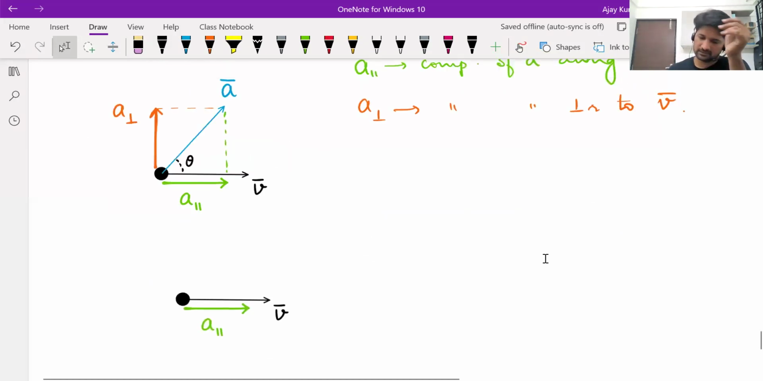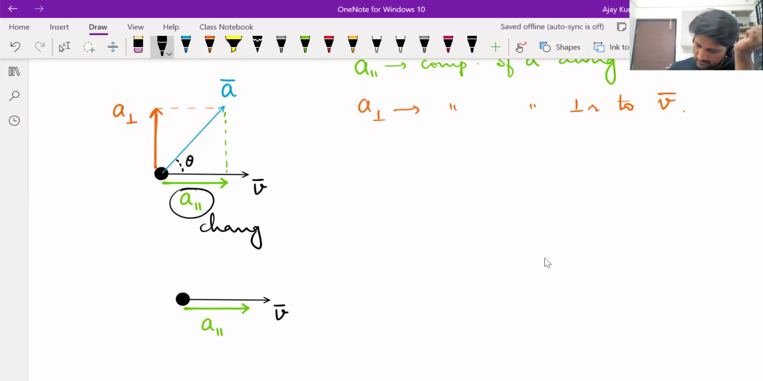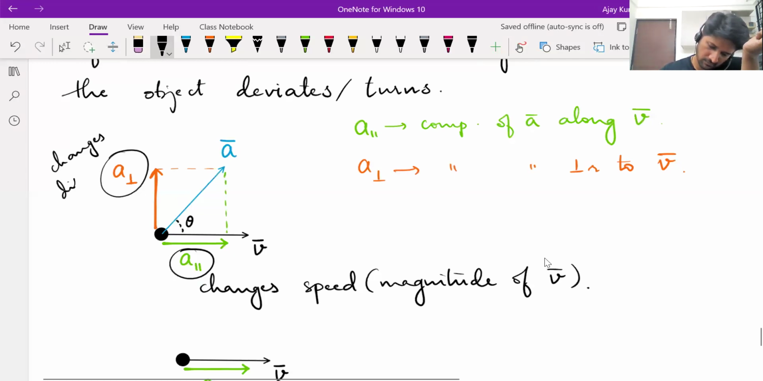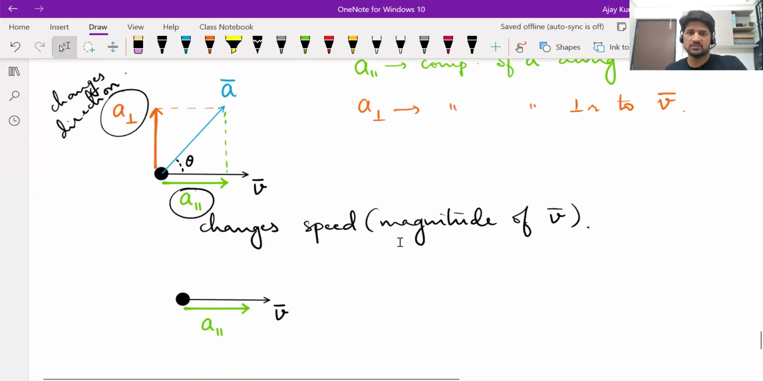So what we can say is that the parallel component of acceleration changes speed. Speed means magnitude of velocity. And the other component of acceleration that is there, the perpendicular component, is the one that actually changes direction. It does not interfere with the speed of the object. You apply force perpendicular to velocity, speed won't change. Only direction will change.